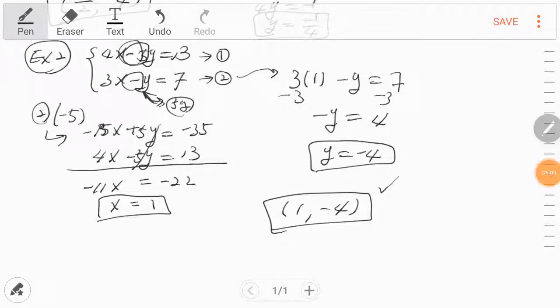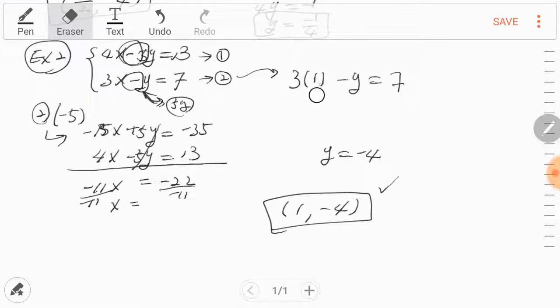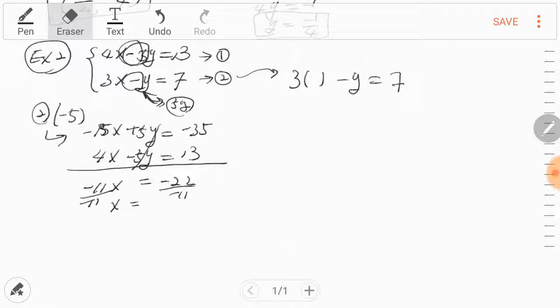Wait a minute, I still make mistakes again. Oh my god. All right, when you divide this by negative 11, the x value is 2. Okay, so let me do this one again. X equals 2. So plug this 2 into the second equation.